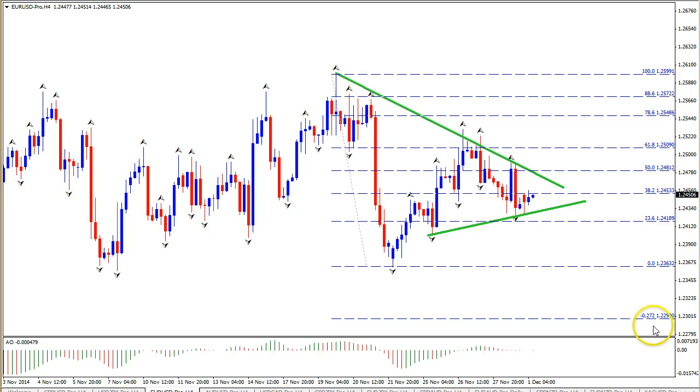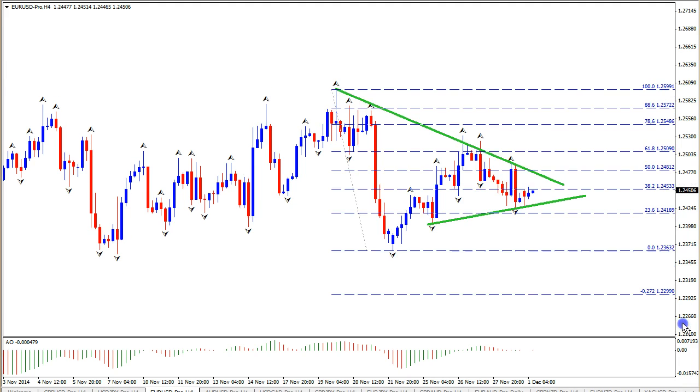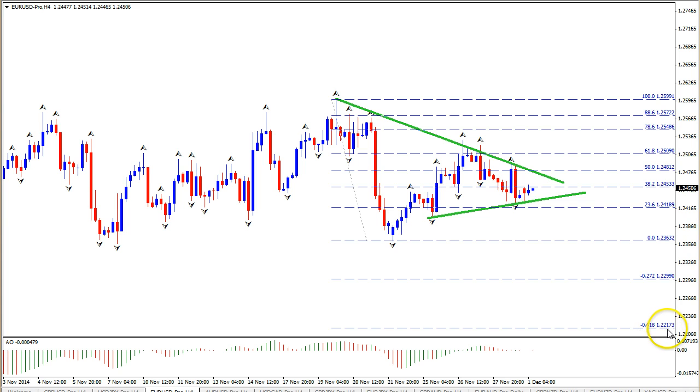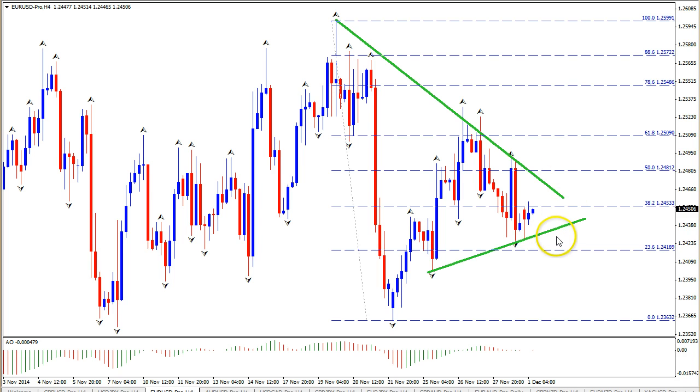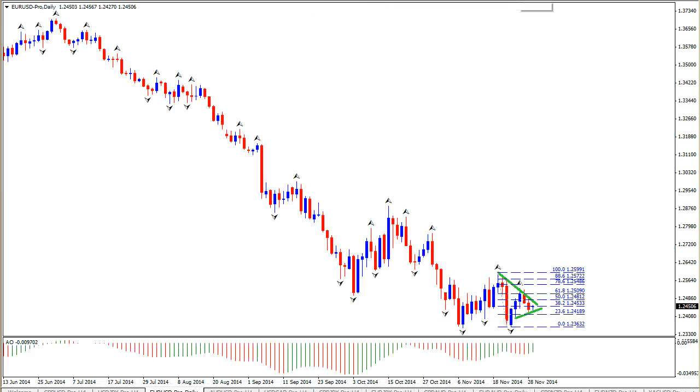Now the target is the minus 272 target at 122, 123 in fact, and the minus 618 target closer to 122. So those are the main two targets. Stop losses, in my opinion, if it does break out, I'll probably put the stop loss above here, or even the wider one above 126. If I use the fibs, of course, then I'm using the 126 level as the guarding spot.